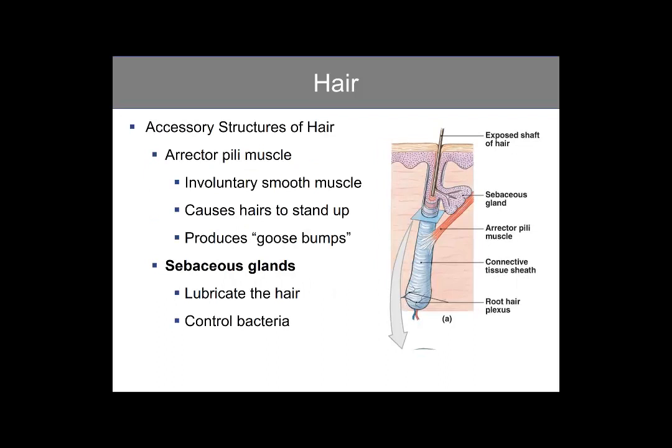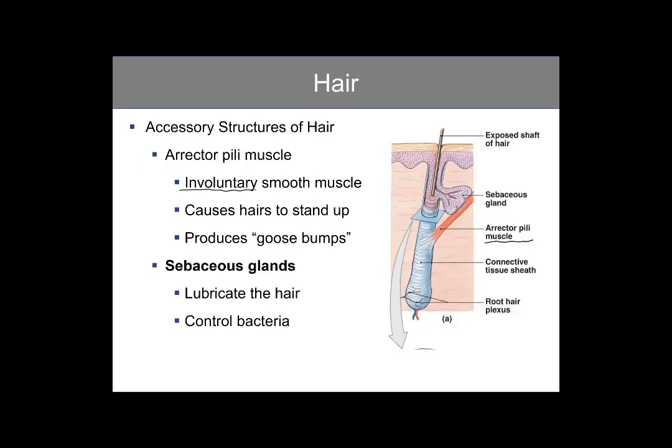Accessory structures of the hair include the Erector Pili muscles. This is a smooth muscle. Smooth muscles are involuntary. We do not have control over smooth muscle contraction. And these particular structures cause the hair to stand up, producing goosebumps or goose flesh.